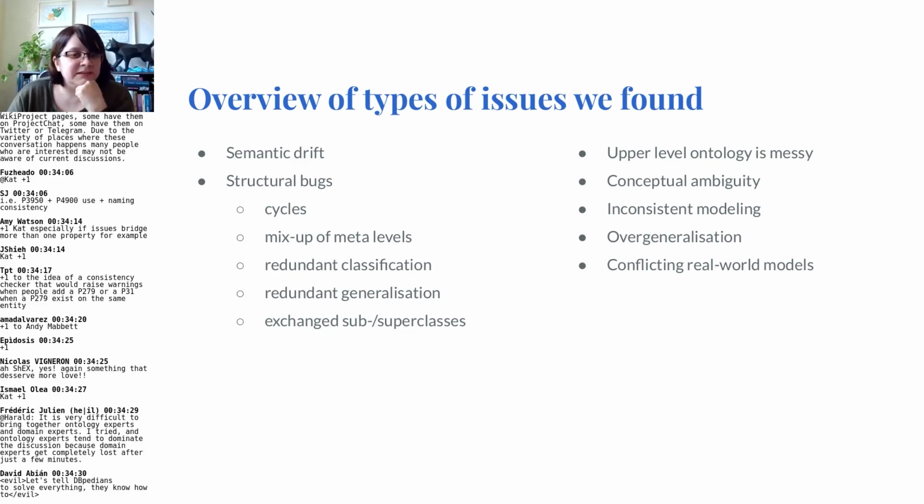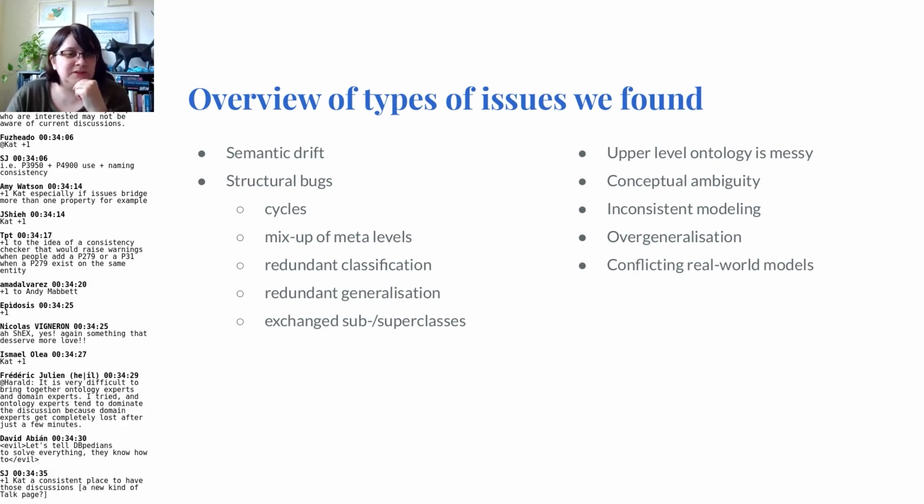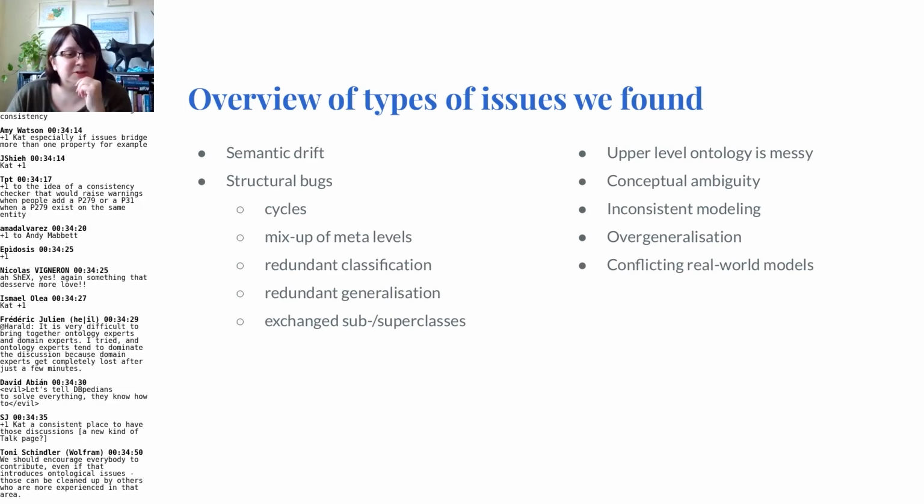And Kat is pointing out another problem, that discussions of contrasting models are often fragmented. Some people have these conversations on talk pages of items, some have them in wiki project pages, some have them on the project chat, some have them on Twitter or even Telegram. And due to the variety of places where these conversations happen, many people who are interested may not be aware of all of those discussions. Yeah, that is definitely also a problem.